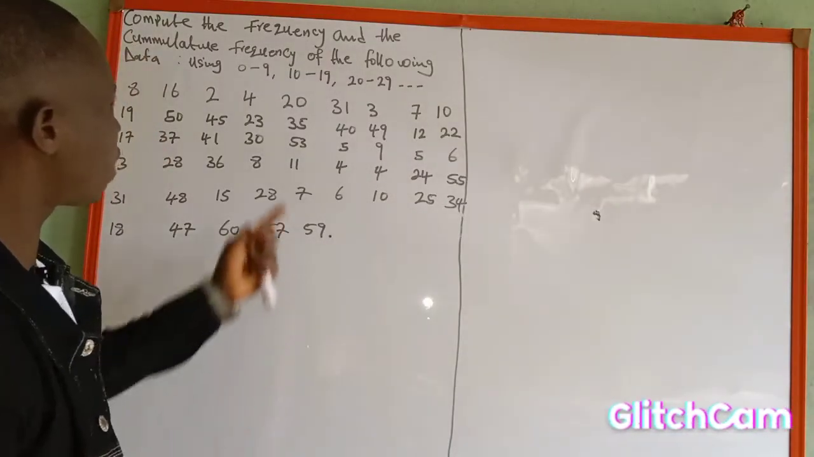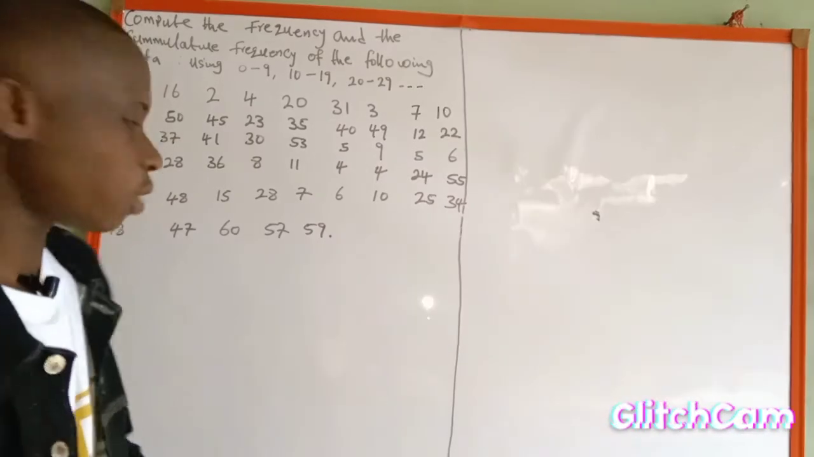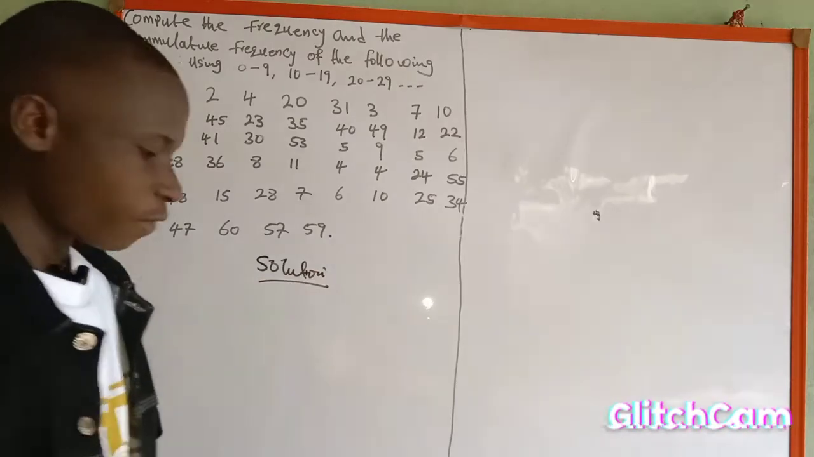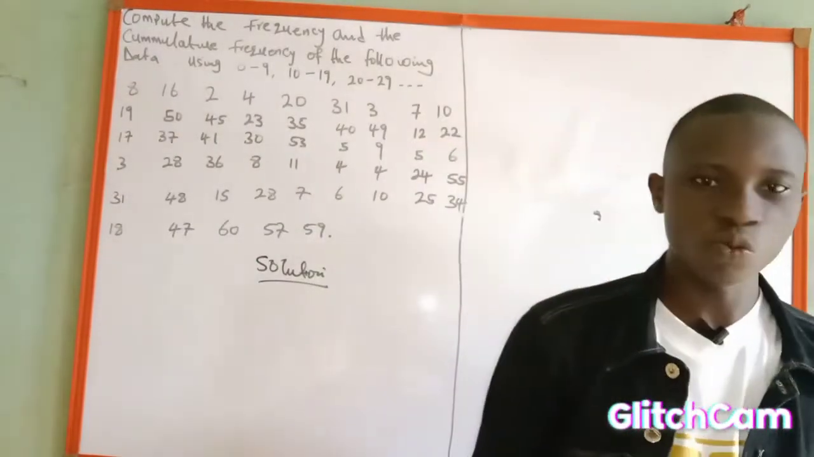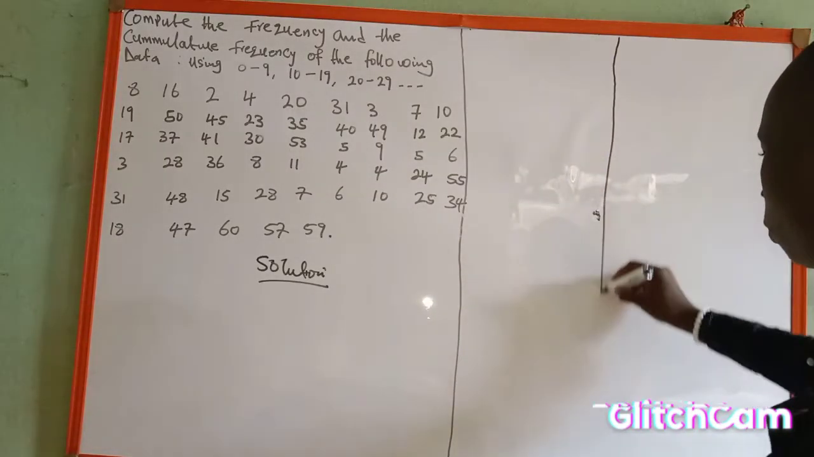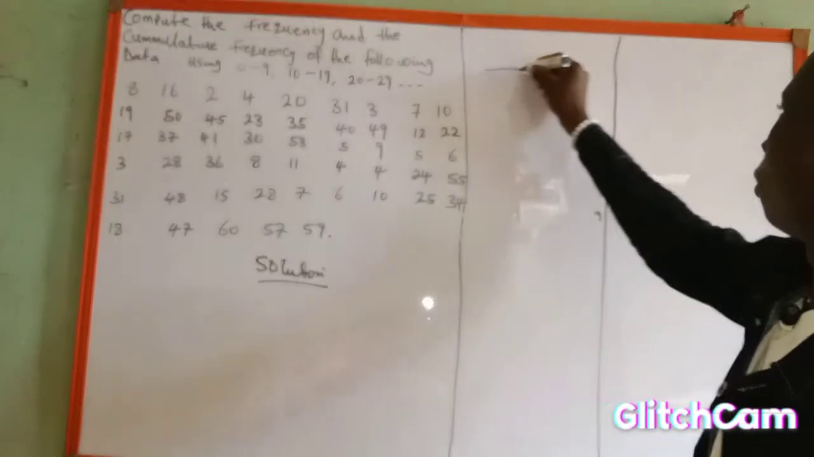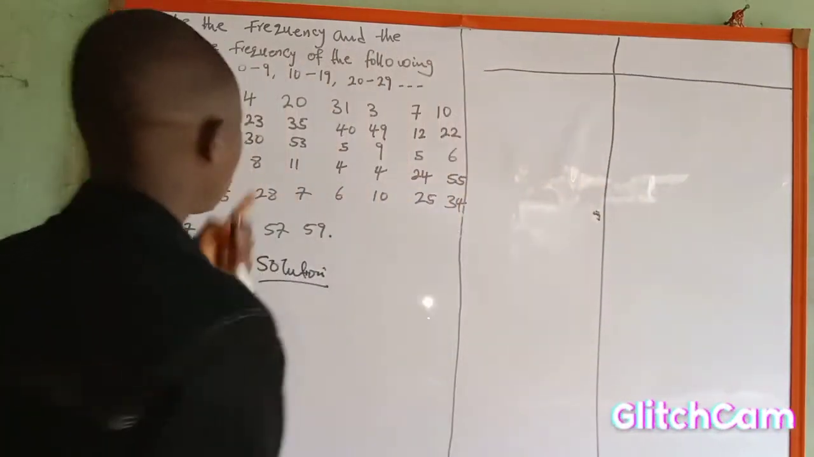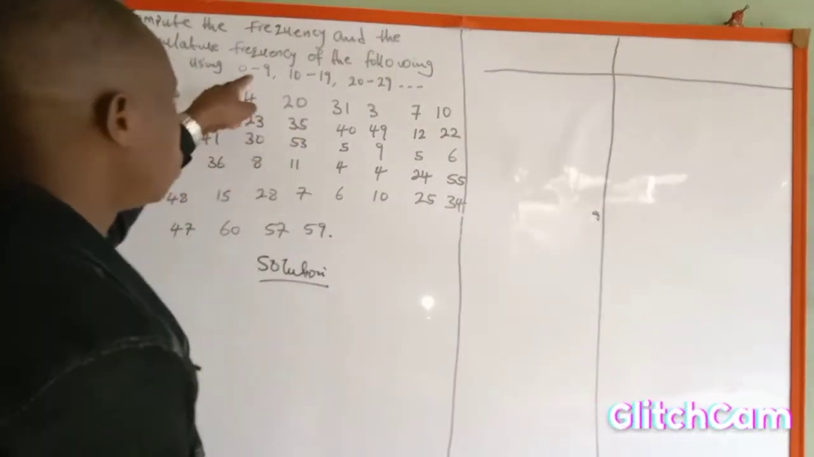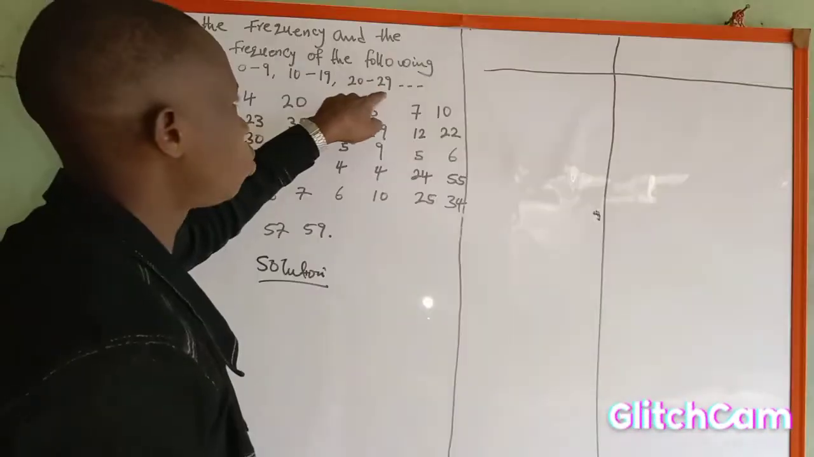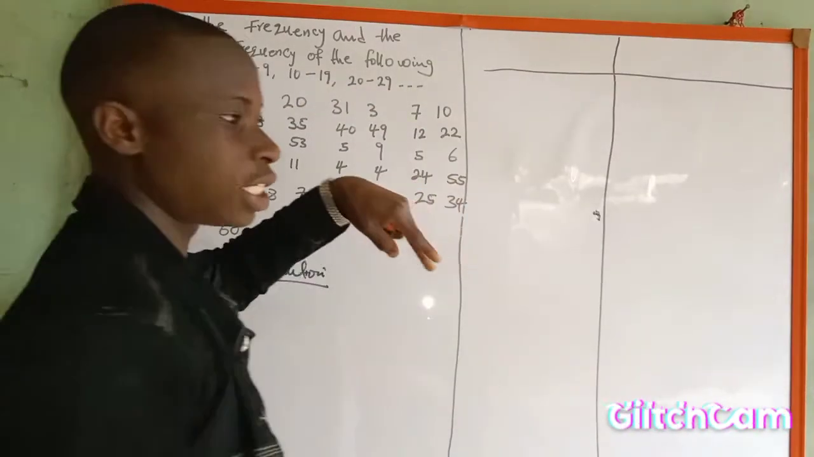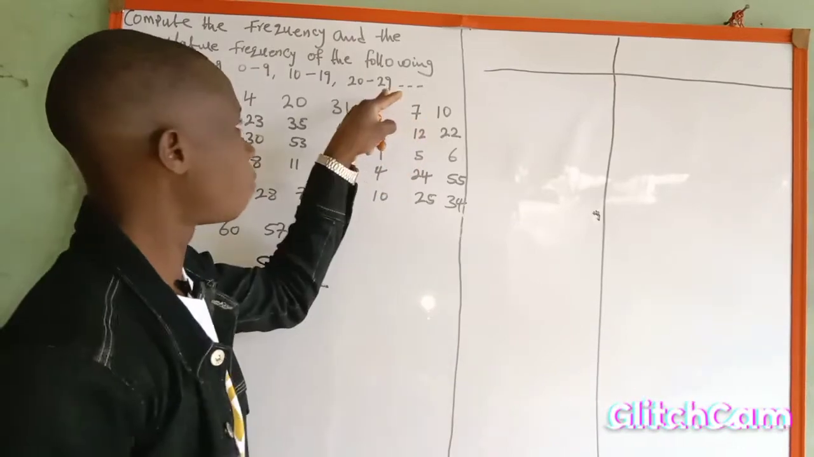So before we can find the frequency and the cumulative frequency, we have to create a table like this. And from the question, the interval to use is specified: 0 to 9, 10 to 19, 20 to 29, and so on. But the interval here is not complete, so it is left for us to find the complete interval.